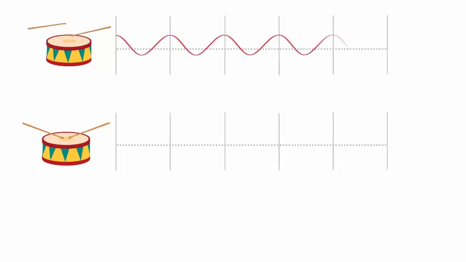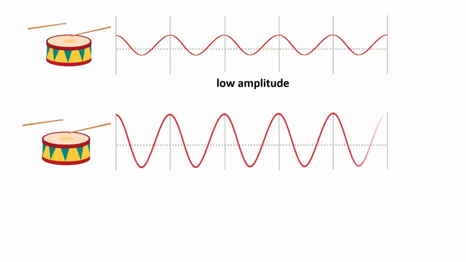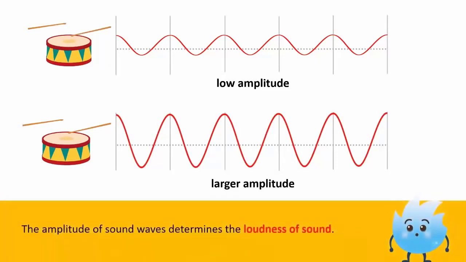However, if we strike the drum harder, we hear a louder sound. In this case, the sound waves have a larger amplitude. Okay, look at the graph. So this one has a larger amplitude. Hence, the amplitude of sound waves determines the loudness of sound.